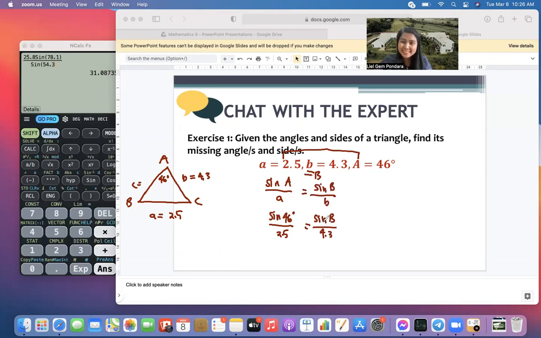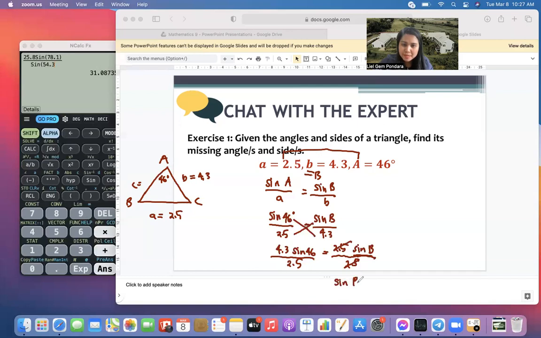What are we going to do next? Cross multiply. Very good. So these two, 4.3 sine 46 equals the other one, 2.5 sine B. Now we want to solve for sine B, and it has another companion, 2.5. So we should divide both sides by what number? 2.5. Very good, by 2.5. So that you'll cancel it, and we're left with sine B.